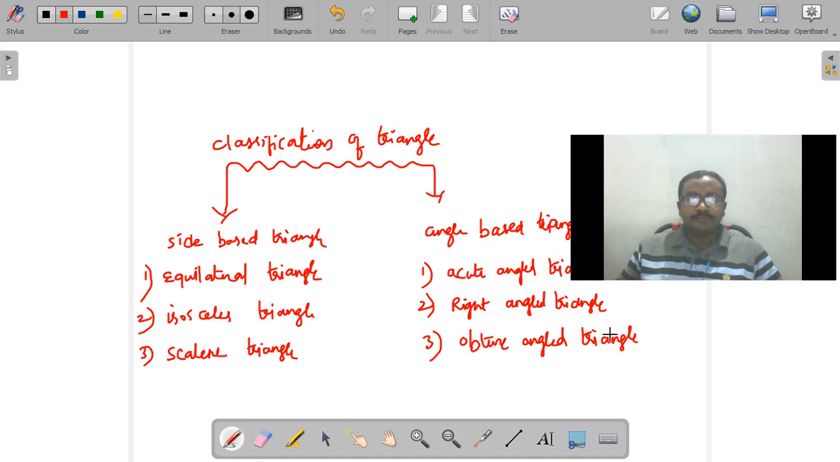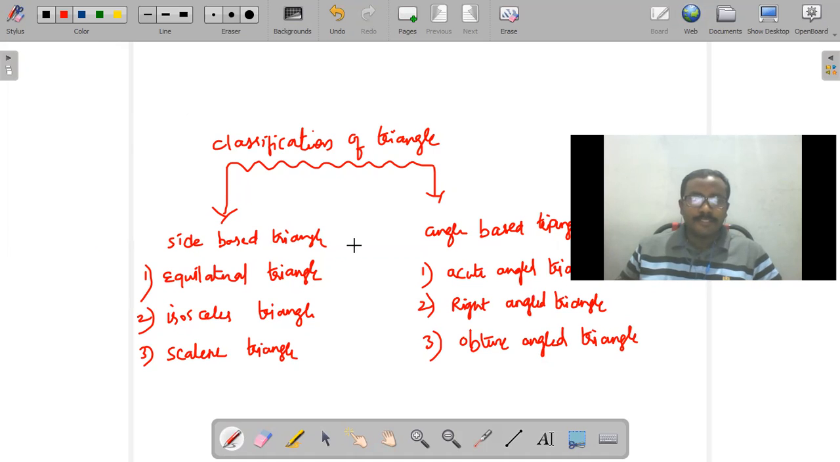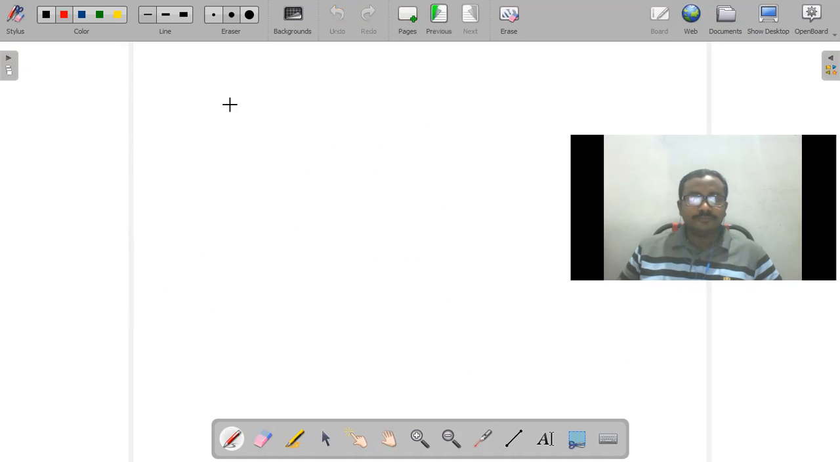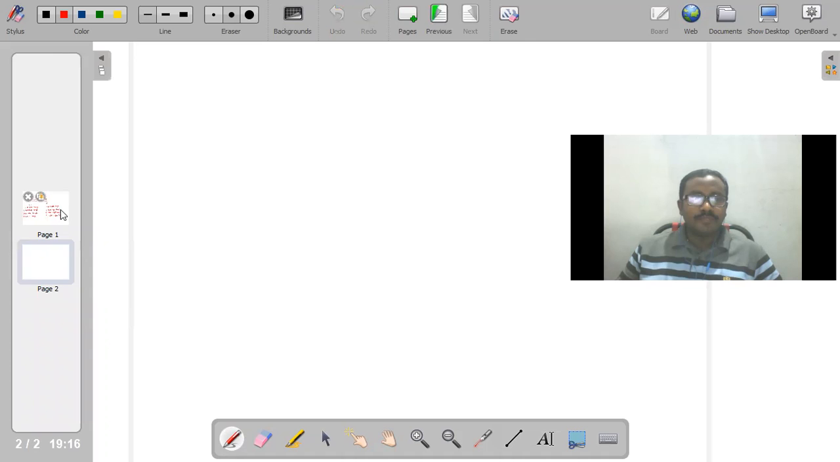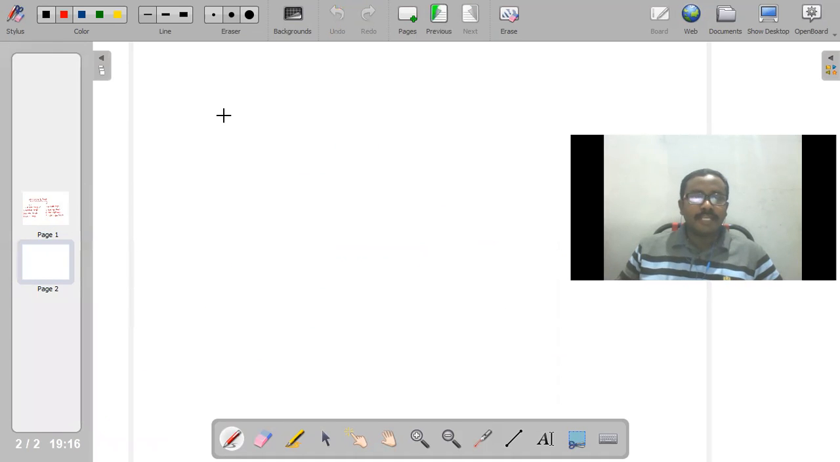We will discuss side-based triangles and angle-based triangles. Then we can get a clear picture of what a triangle is and what the types of triangles are, so you can understand better. We have already discussed the triangle concept. Now we will discuss side-based triangles. Side-based triangle basically depends upon the sides.